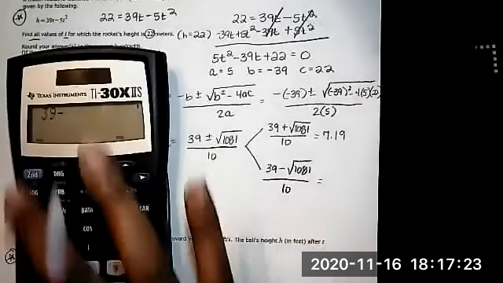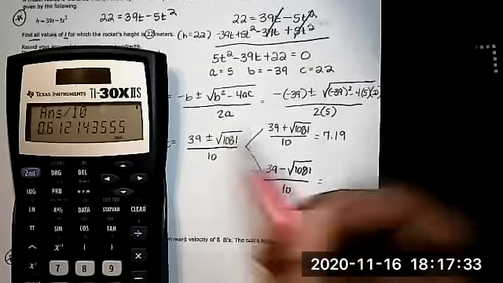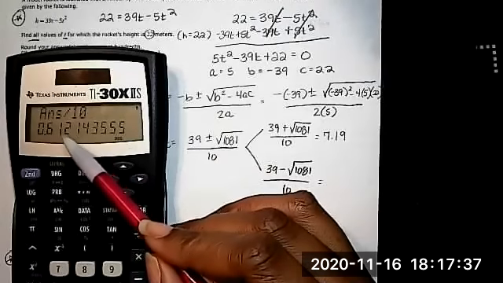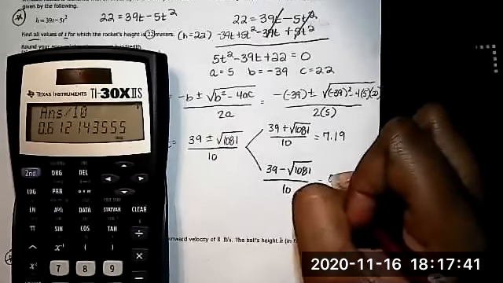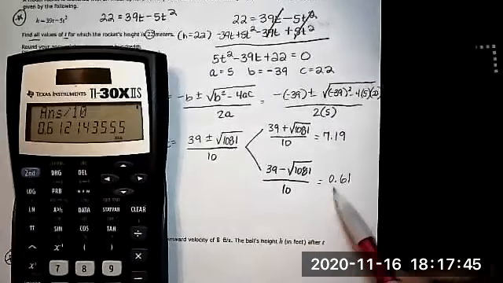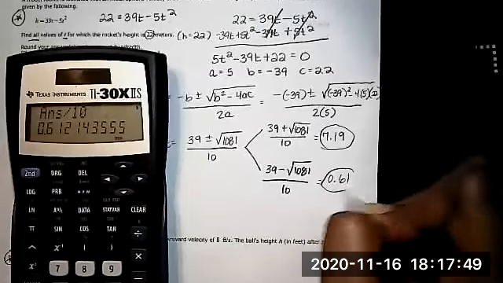And then here, we're rounding, let's do it again. 39 minus the square root of 1081, okay? Get an answer, and then divide that by 10. And we get 0.61. This 2 makes it stay a 1. So this becomes 0.61. Okay, both of these numbers are positive. So both of these are our answers.